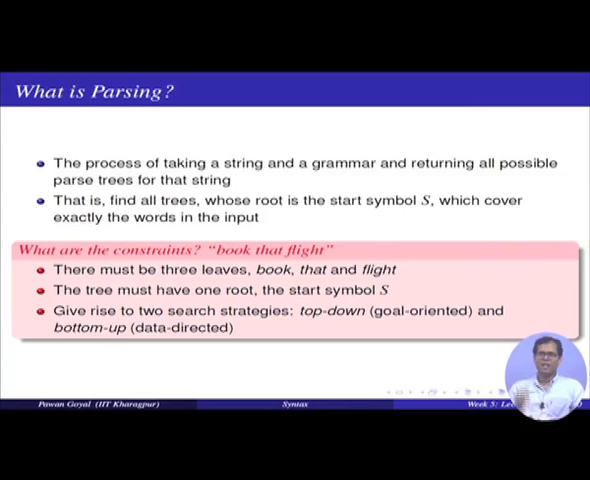One is I can do it top down. Start from S, try to find out all the possible trees I can have as per my grammar, and see if there is one tree that can give me only the leaf nodes, "Book that flight." This is top down. The other approach is bottom up. I start from "book that flight," go upwards, find what the non-terminals are, and then see if any of these combinations can lead to a full tree starting from S.